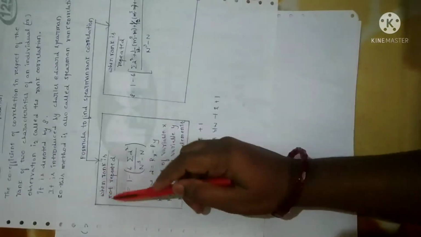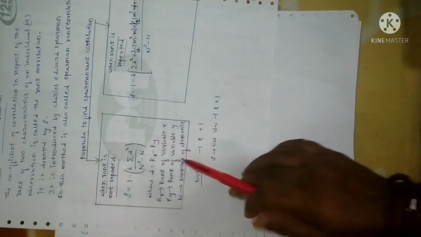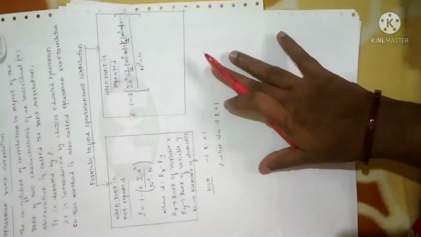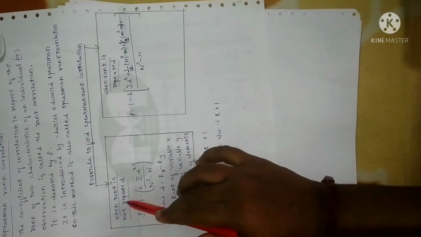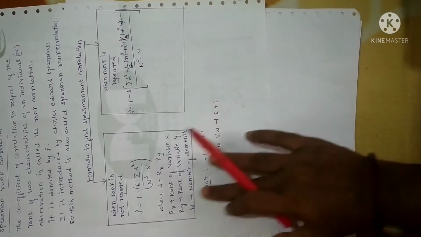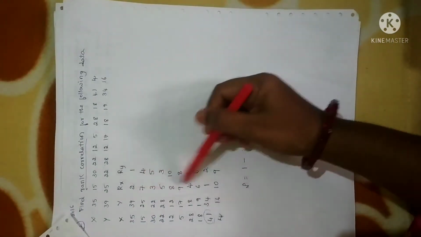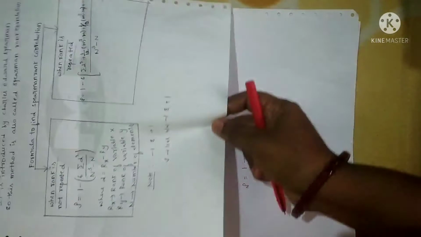So if there is no repeated rank, as I already told you, you have to use this formula. Suppose there is a case where rank is repeated, you have to use another formula. Anyhow, I will do one problem related to it. And now, since no rank is repeated, look at the list Rx and Ry. Clearly, there is no repeated rank here, so you have to use this formula.